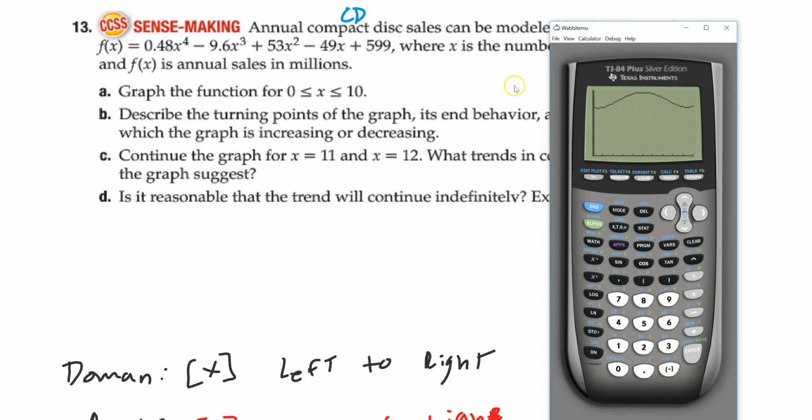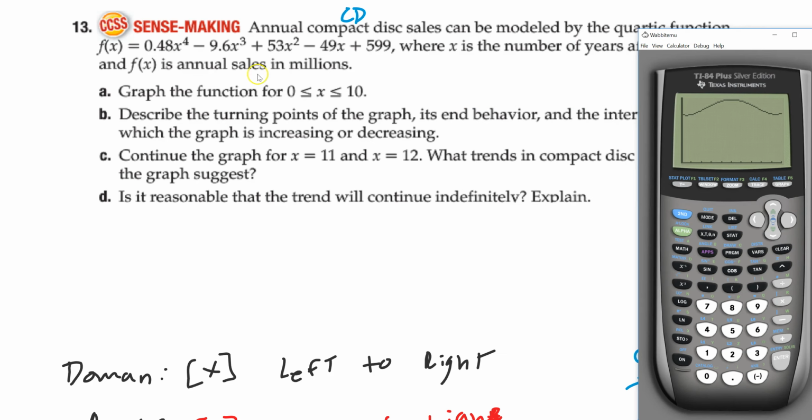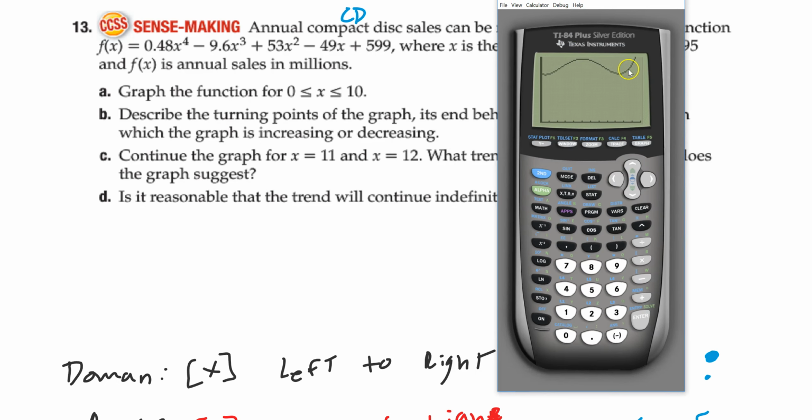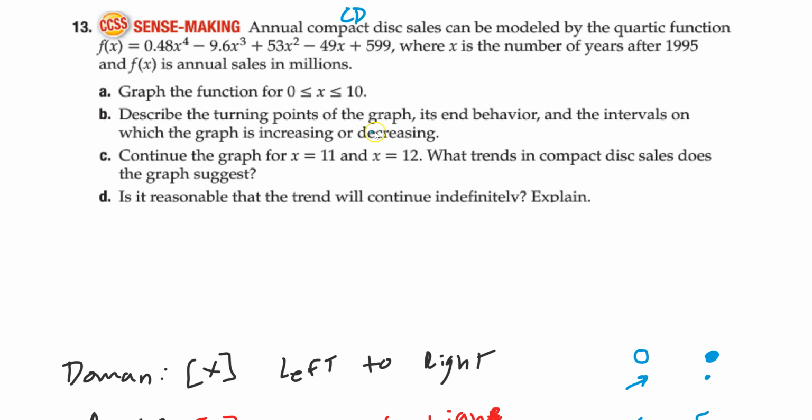Anyway, describe the turning points of the graph. In the same behavior, there's a min and a max. And it looks like it's going up at the end. Barely, you can kind of see it's going up at the end. Continue the graph for 11 and 12. So let me fix my window. Let's go to 12 now and see if that changes anything. What trend in compact disc sales does the graph suggest? That it's going to increase massively.